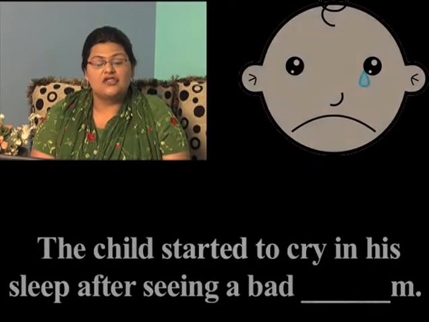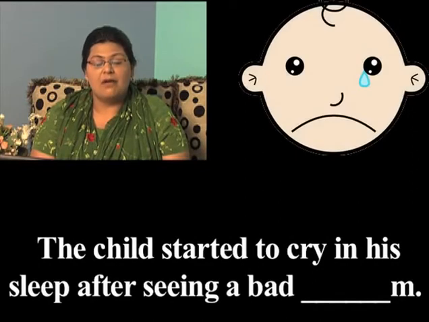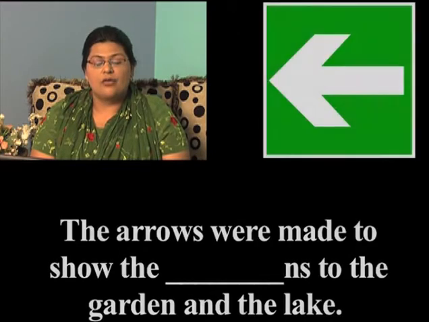Next, the child started to cry in his sleep after seeing a bad dash, ending with M. The child started to cry in his sleep after seeing a bad dash, ending with M. Next, the arrows were made to show the dash to the garden and the lake. The word ends with NS.